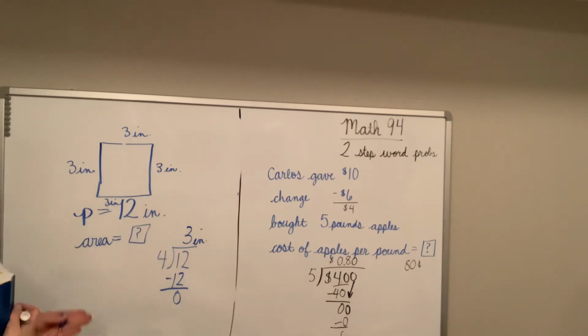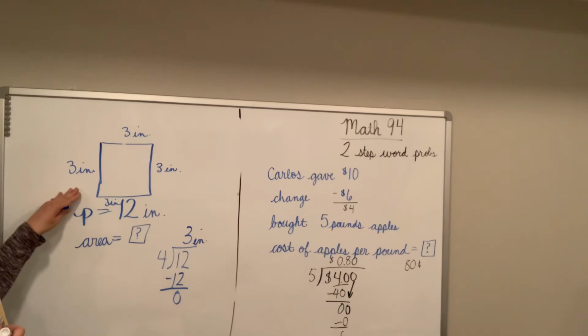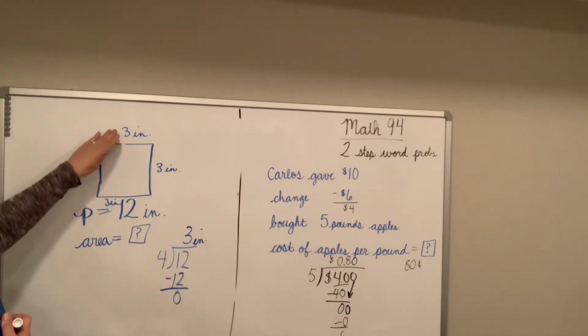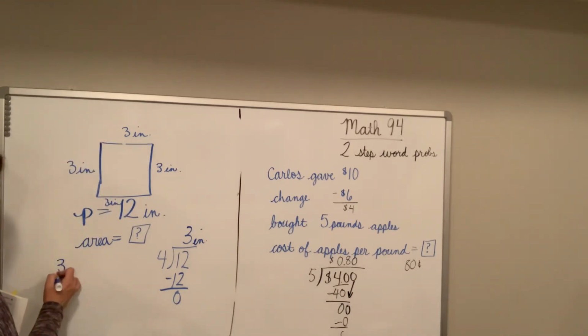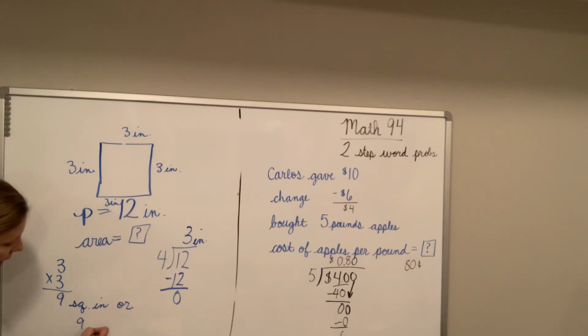To find area, what do we do? We multiply the length times the width. What's the length of our square? 3. What's the width of our square? 3. What's 3 times 3? We know that that's 9. 9 what? 9 inches, but if it's area, square inches, so we would write 9 square inches, or if you would rather write 9 inches squared with a little 2 above it, you can. But your area, boys and girls, is 9 square inches. That's how you solve that.